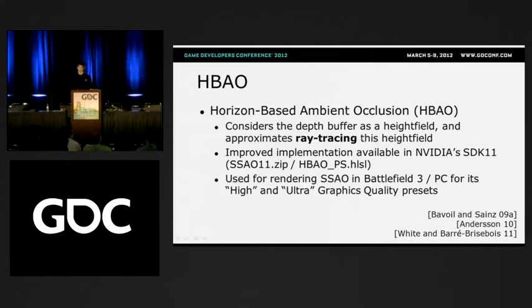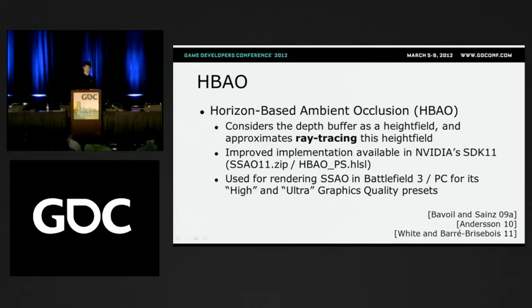HBAO is a type of SSAO algorithm that considers the depth buffer as a height field and approximates the result of ray tracing this height field in image space. I'd like to mention that since the original HBAO algorithm from SIGGRAPH 2008 and ShaderX7, we improved the sampling so that we take a finer step at the center of the kernel, and that gives higher detail, it reduces halos, and that's the version that was used in Battlefield 3. If you want that implementation, you can check the NVIDIA SDK SSAO 11 sample.